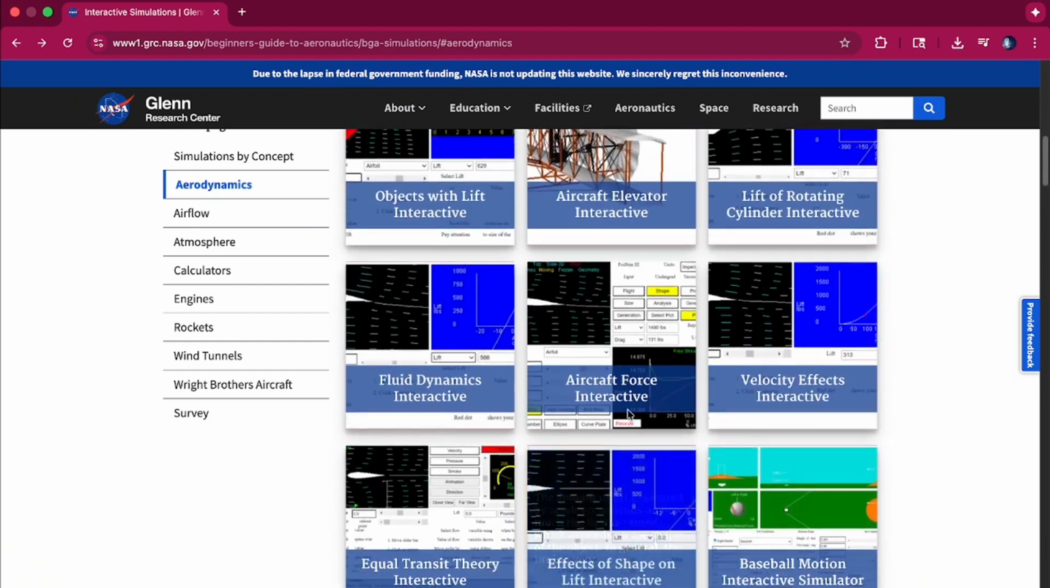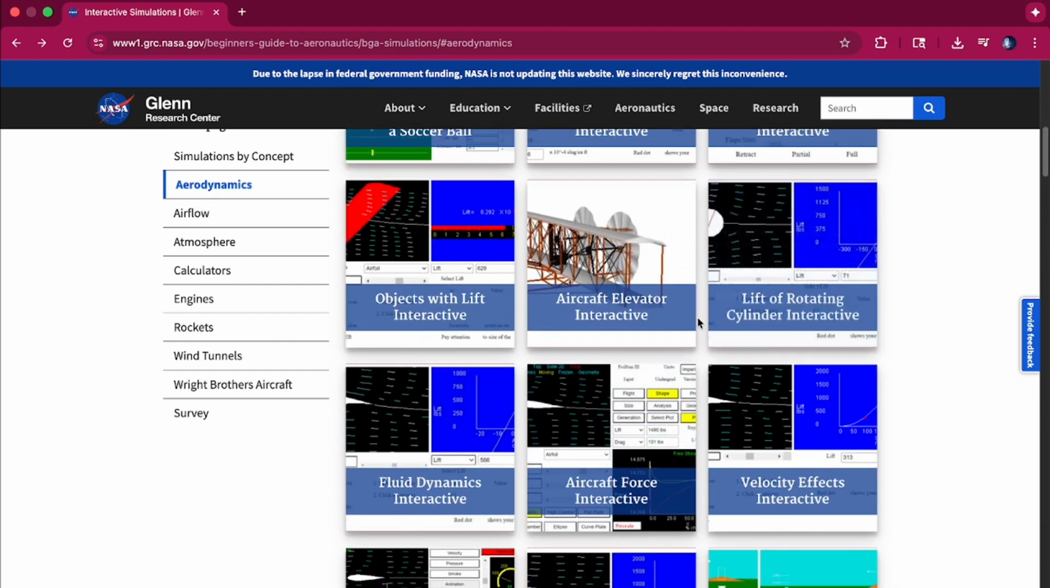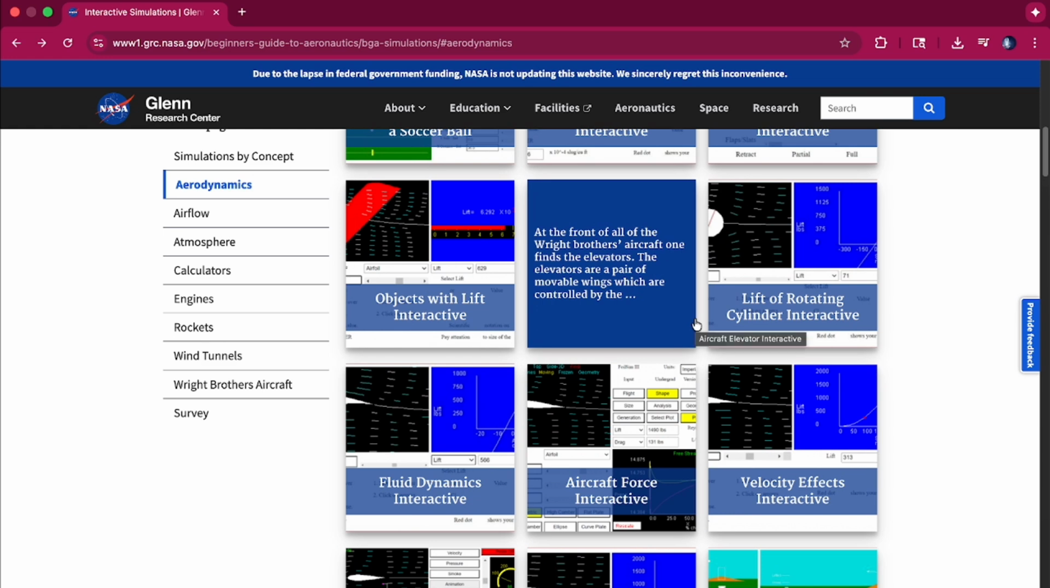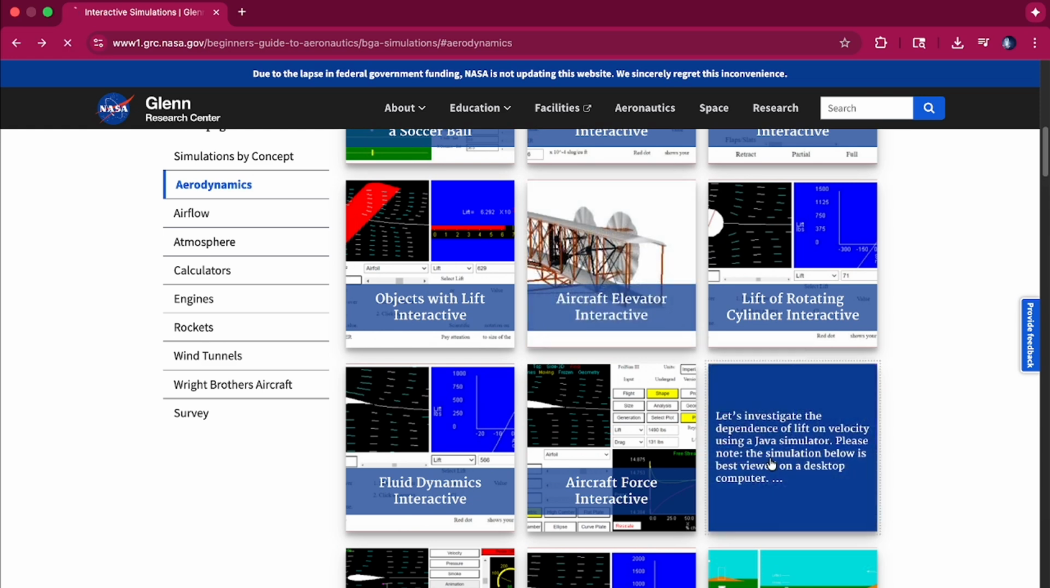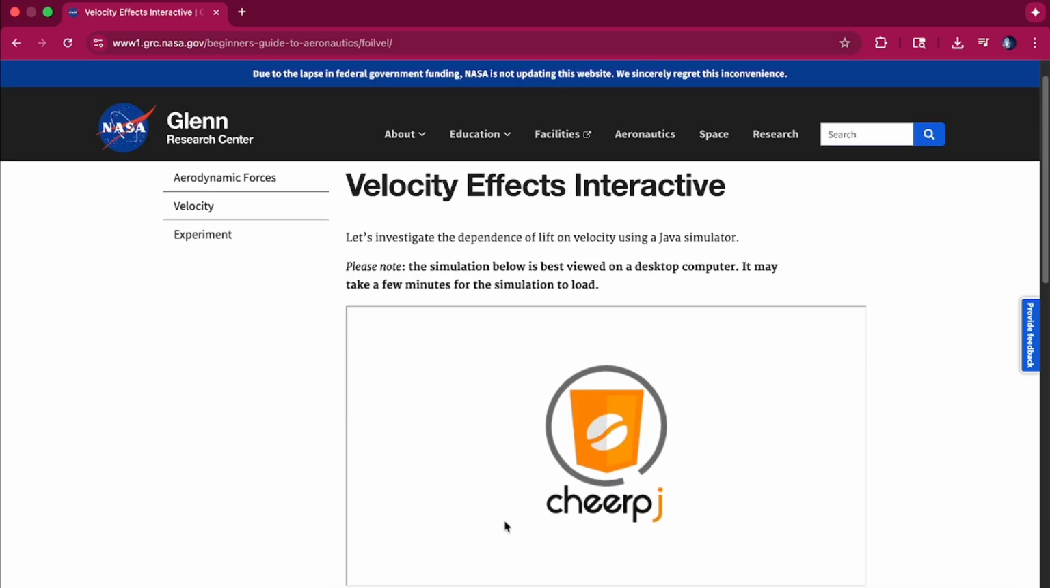That's another lab that's very, very cool to kind of introduce. I'll have a separate video on aircraft force. I think I should do a separate video on aircraft force. I think that might be very fun to kind of take a look at. Velocity effects. Let's take a look at velocity effects.